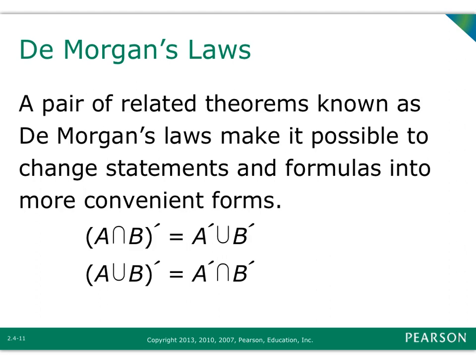So in fact, we have what's called De Morgan's law, and we've just shown at least one of De Morgan's laws. We can prove the other one the same way, and it makes it possible to change statements and formulas into more convenient forms. For example, A intersection B, its complement, is equal to A complement union B complement. And we just proved that A union B complement is A complement intersection B complement.